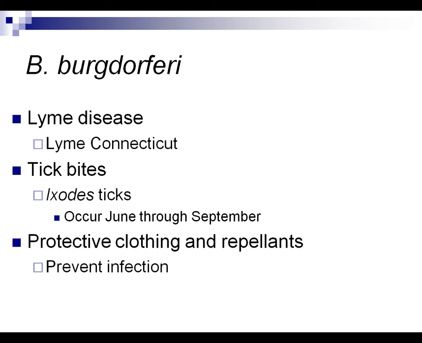Borrelia burgdorferi causes Lyme disease. It was discovered in Lyme, Connecticut. It's spread by the bite of the Ixodes tick, and we usually see it most often up in the northeast area of the country between June and September. That's during the life cycle of these deer ticks.